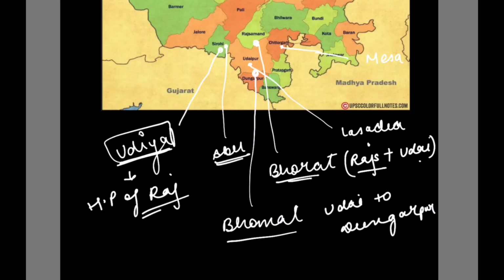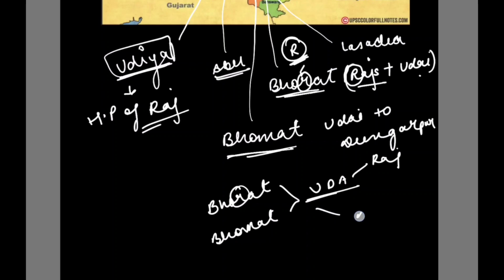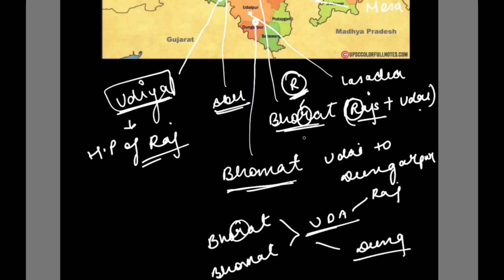Now, the confusing thing is Bhorat and Bhumat. Right now, you can easily differentiate between Bhorat and Bhumat, but during the exam, due to the tension of the paper or due to the environment over there, one gets very confused. So the trick over here is R and R. If you are getting R, you need to see that it is Bhorat, and R is for Rajsamand. You need to see that Udaipur is common between them. If it is R, you need to take Rajsamand, and if R is not there, you need to take Dungarpur. So the confusion is cleared over here. And the other thing about Bhorat Plateau is that this is the second highest plateau of Rajasthan. First is Udia, the second is Bhorat.